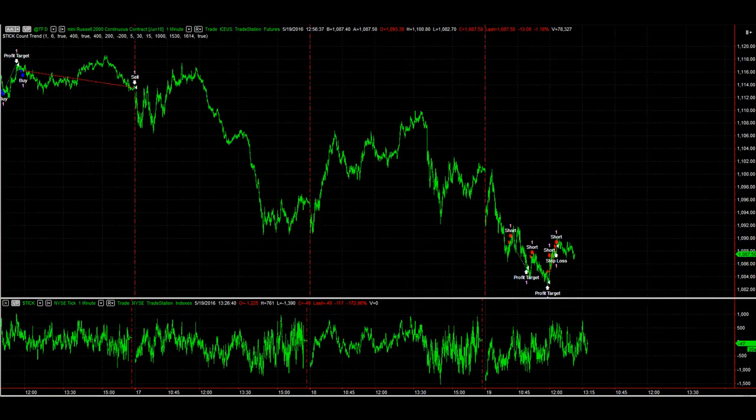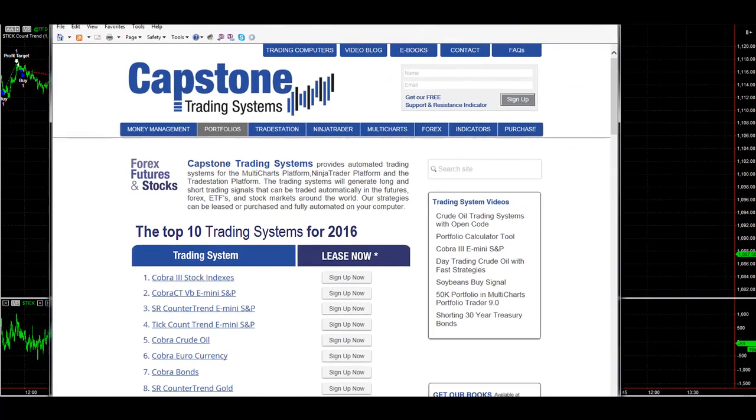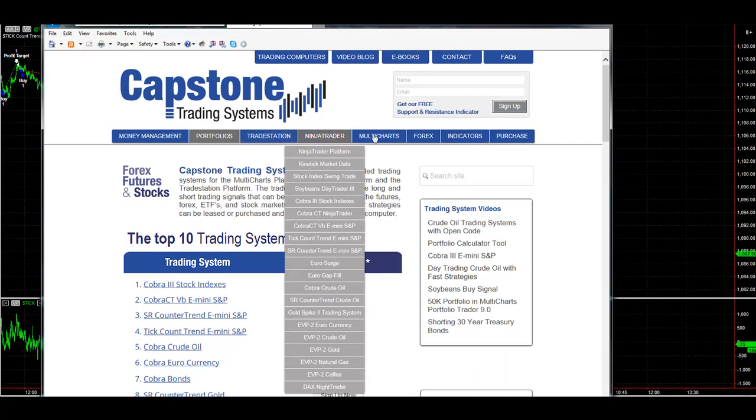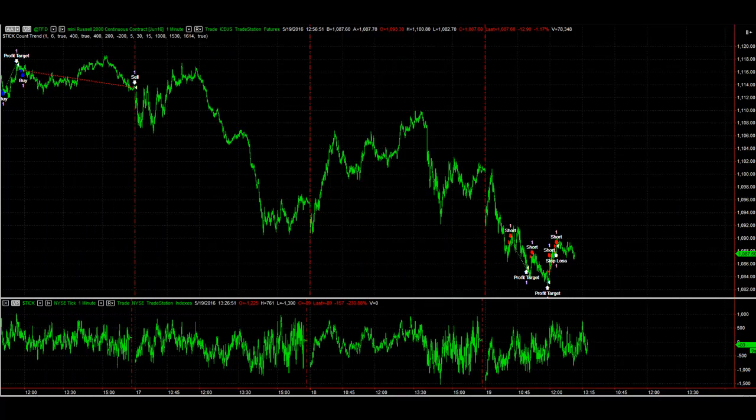One of my favorite trading systems is tick count trend, and if you go over to my website you can see TradeStation, NinjaTrader, and MultiCharts all have tick count trend. We're looking at it in MultiCharts today, and I'm importing TradeStation data. I'm using my research platform, which has delayed data.